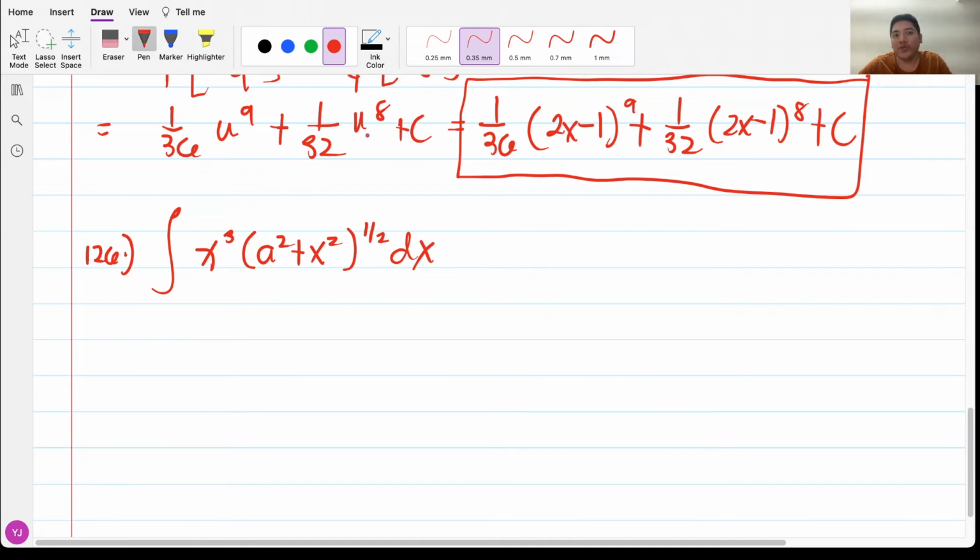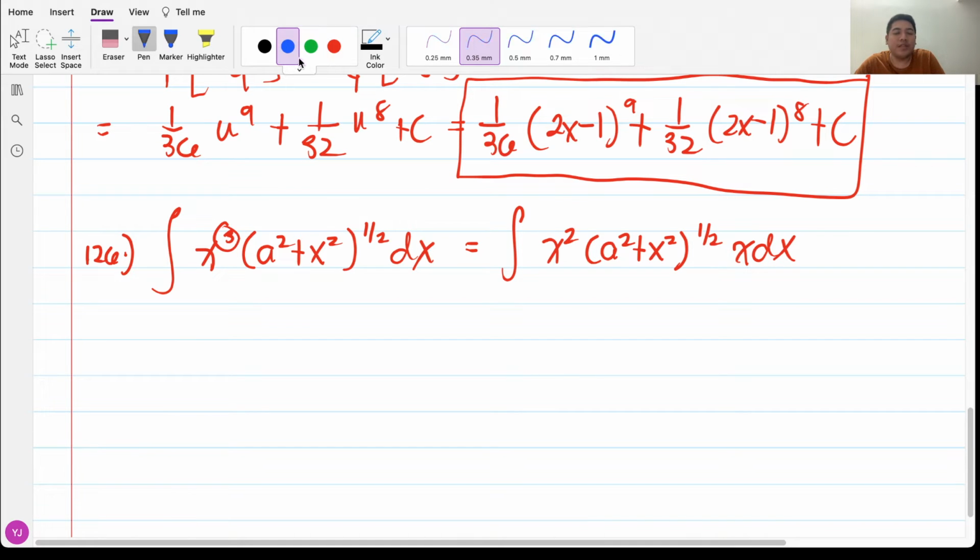Okay, so what we are going to do here is use IBP, but it's not evident at first unless we strip off one x here. How are we going to do that? We're going to strip off one x here, so that we have (a^2 + x^2)^(1/2) x dx. Now the purpose of doing that is that later in finding the dv or the v, we're going to have a readily integrable integral.